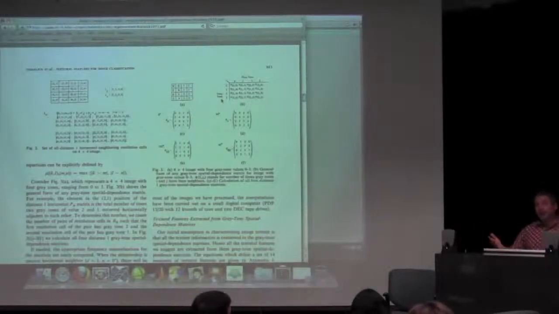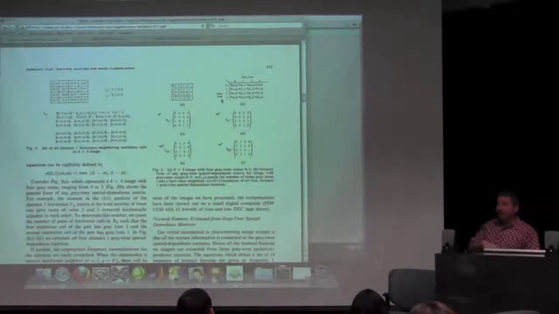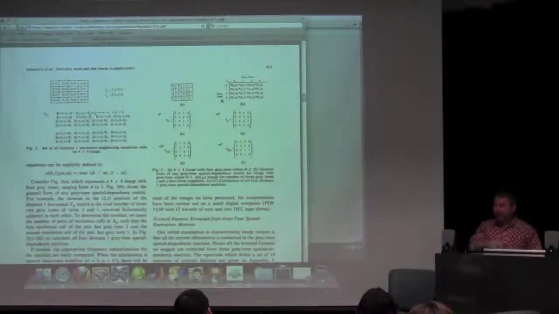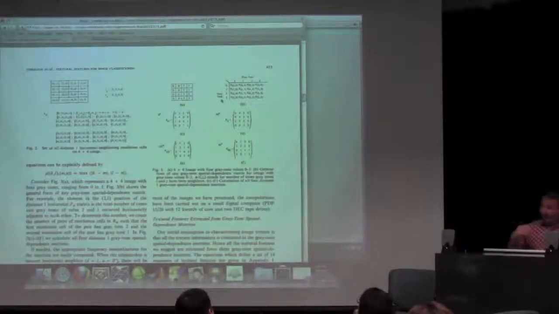But at this point, what do you have? Well, you have four grade level co-occurrence matrices, at least. You might do it at different d spacings. Right? So as many d spacings you have, you'll have that times four grade level co-occurrence matrices for each pixel. But what the heck do you do with that? How do you use this data?